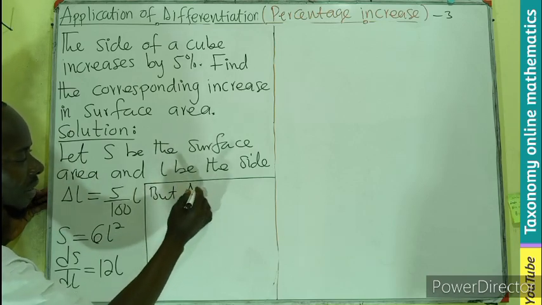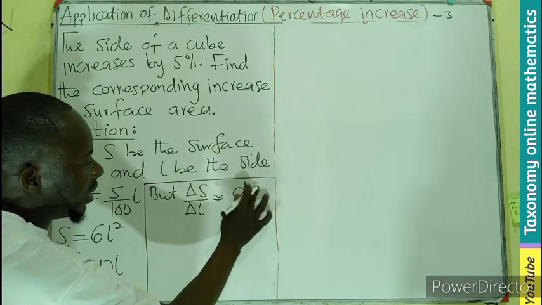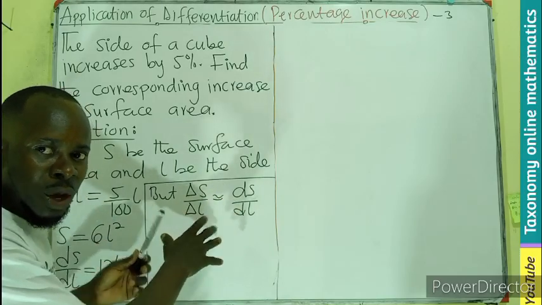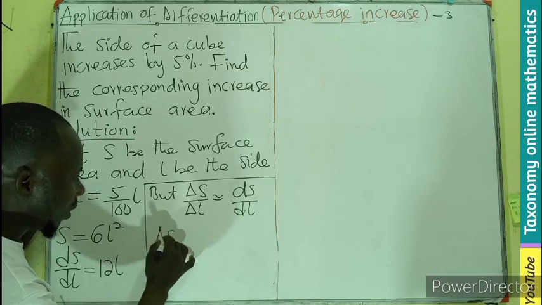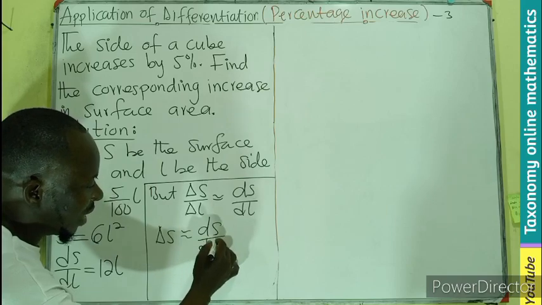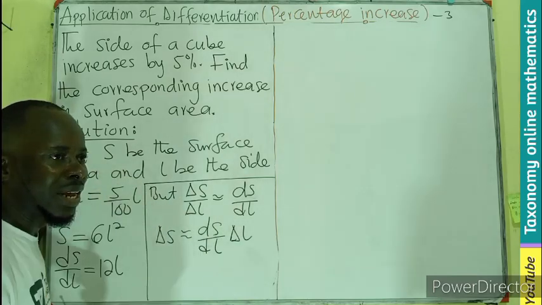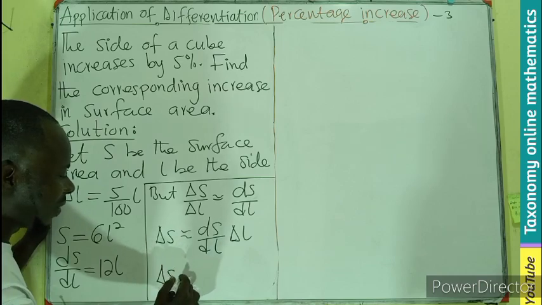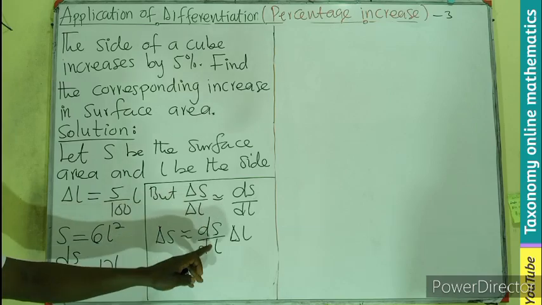We can see delta S over delta L is approximately dS over dL. That is the small change formula. We need to know the change before the percentage. So that means that the change in the surface area will be approximately dS over dL times delta L. Remember, if you multiply both sides by this, the delta L goes there. Can we substitute? So our delta S will be approximately dS/dL.